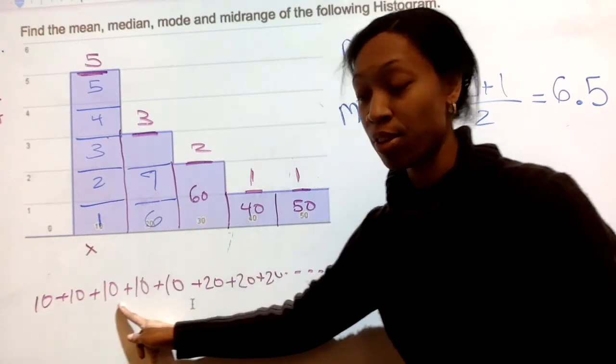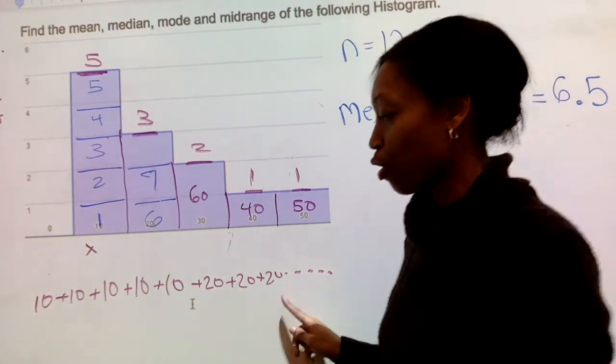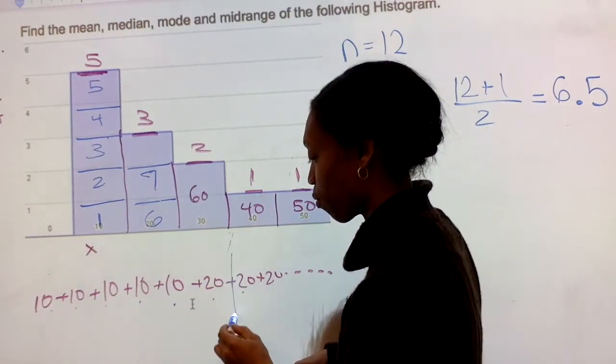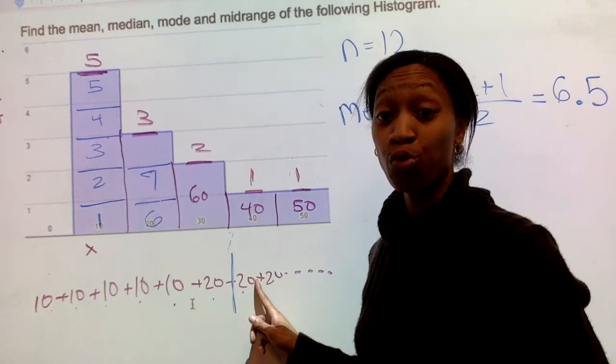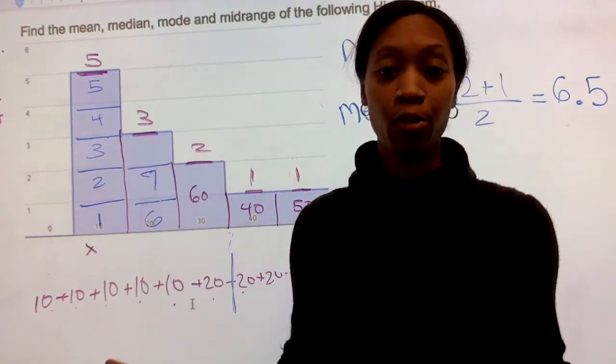Again, if I was listing out this list of all of them, the 6.5 term would be 1, 2, 3, 4, 5, 6.5 right here in between two 20s. Okay? So it looks like the median term is 20.